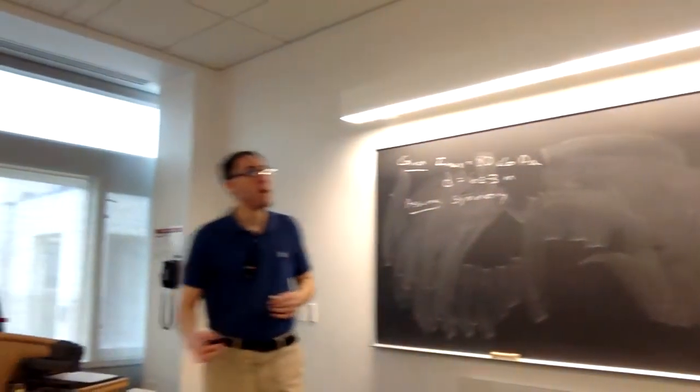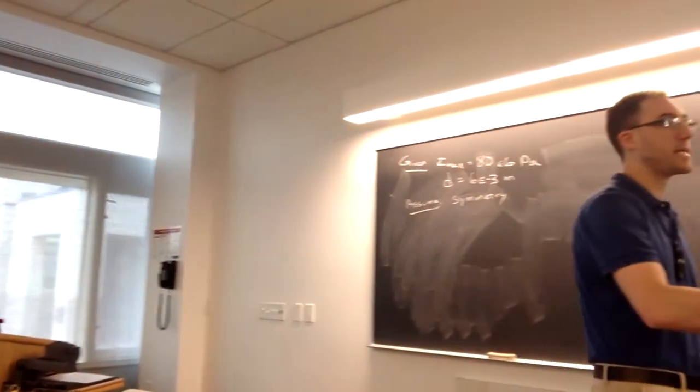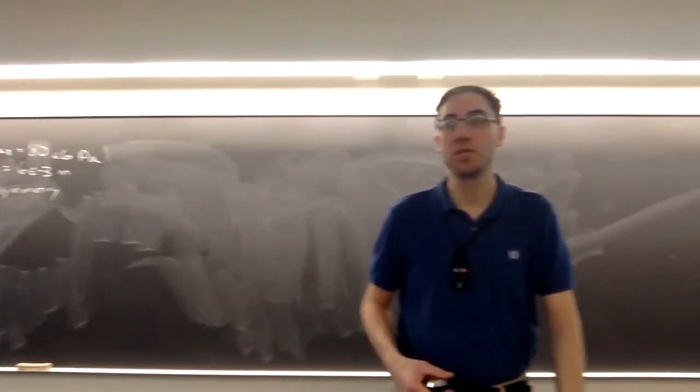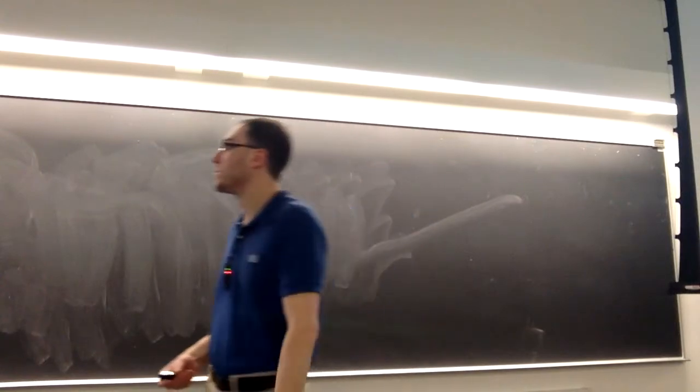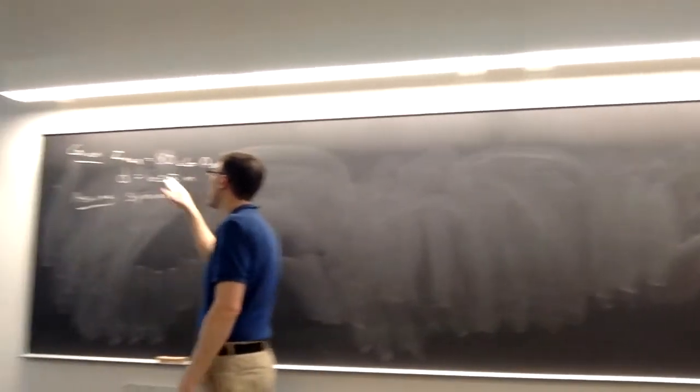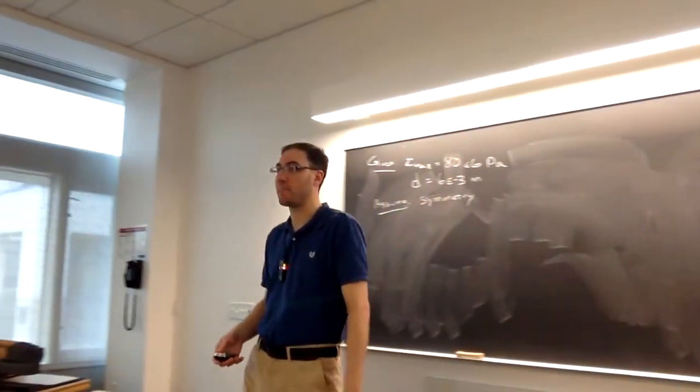Going back a couple slides here, for normal stress, sigma was how we designate normal stress. For shear stress, we use tau. That's right. So tau max is 80 times 10 to the 6th pascals.